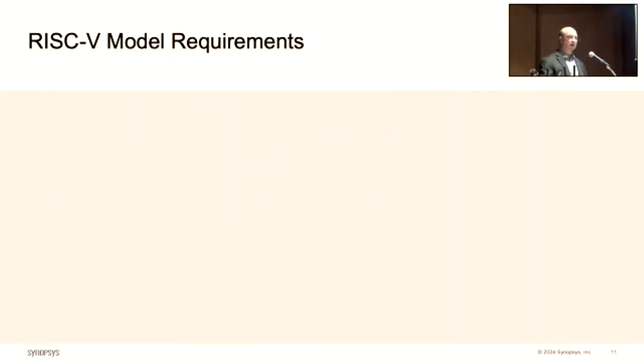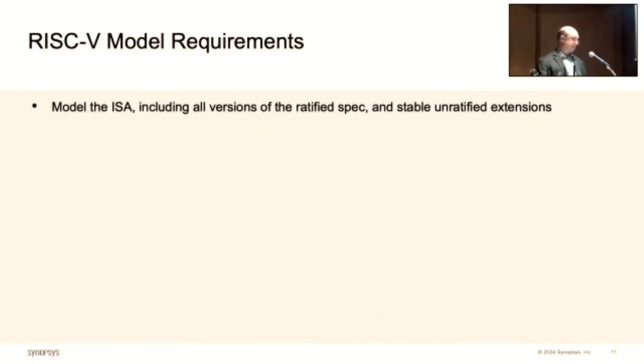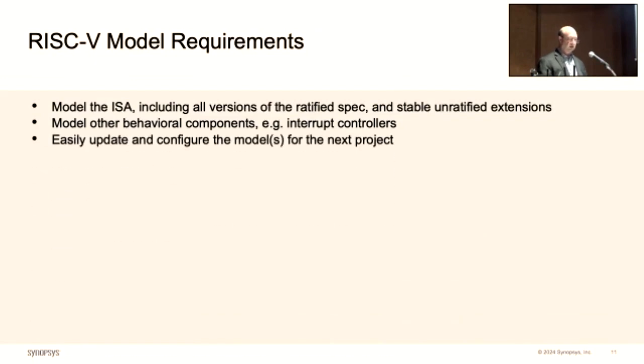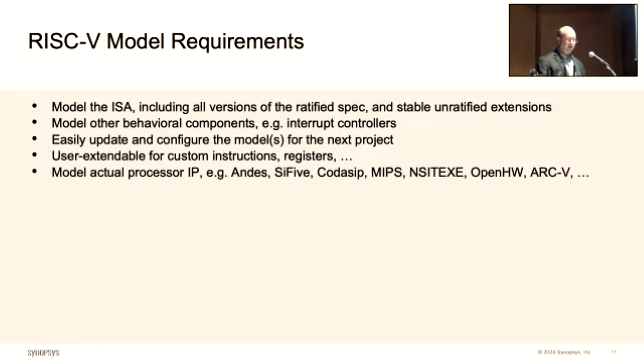So what are some of these requirements? Yes, just like an instruction set simulator, you need to model the ISA, the instruction set architecture, including all versions of the ratified spec and all stable unratified extensions. Need to be able to model the other behavioral components in the RISC-V world. You need to be able to easily update and configure the model for the next project, because you are not just doing one generation of RISC-V. It needs to be user extendable for custom instructions and registers. You need to be able to model the actual processor IP if you're working with a vendor.